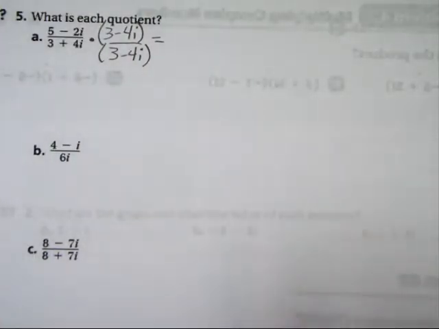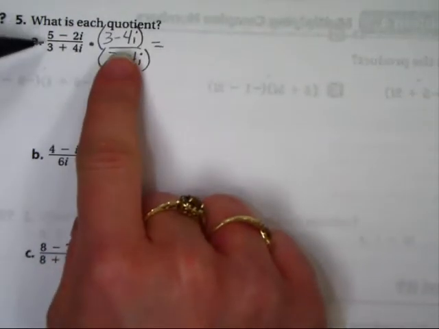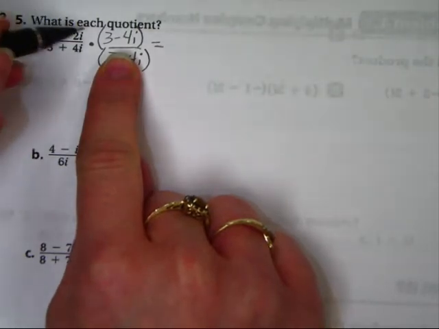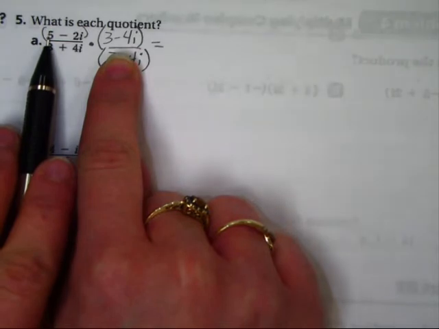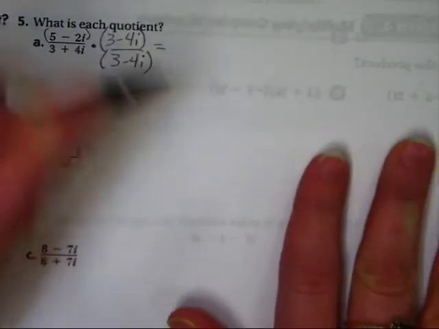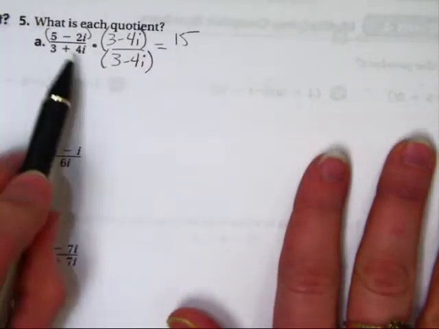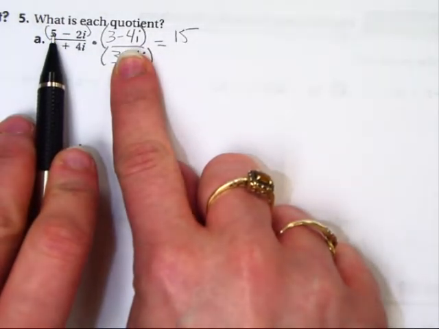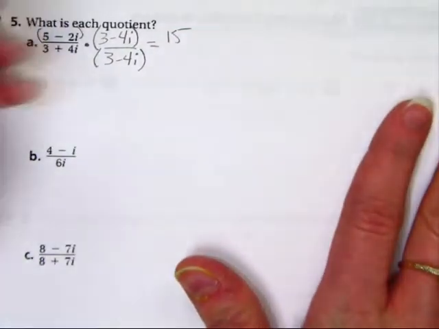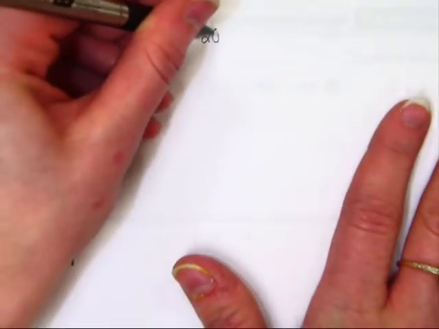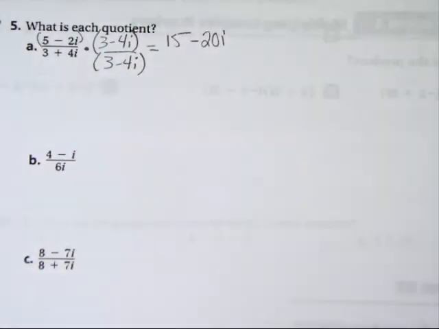All right, now on the top, we are going to have to what? Now listen to what he says because he will not say FOIL. Okay, you'll multiply the binomials. Good. What do we get? 5 times 3 is 15. Good. 5 times 4i is negative 20i. That is correct.